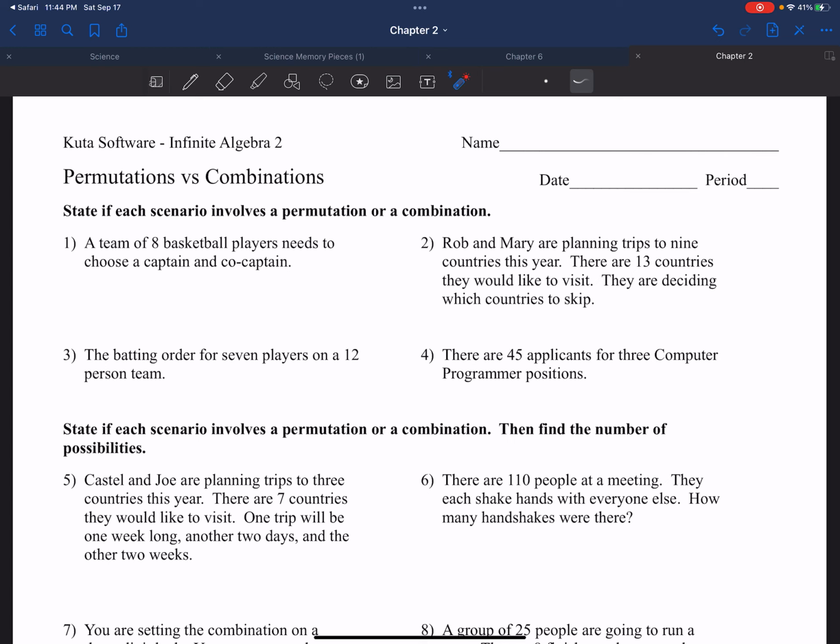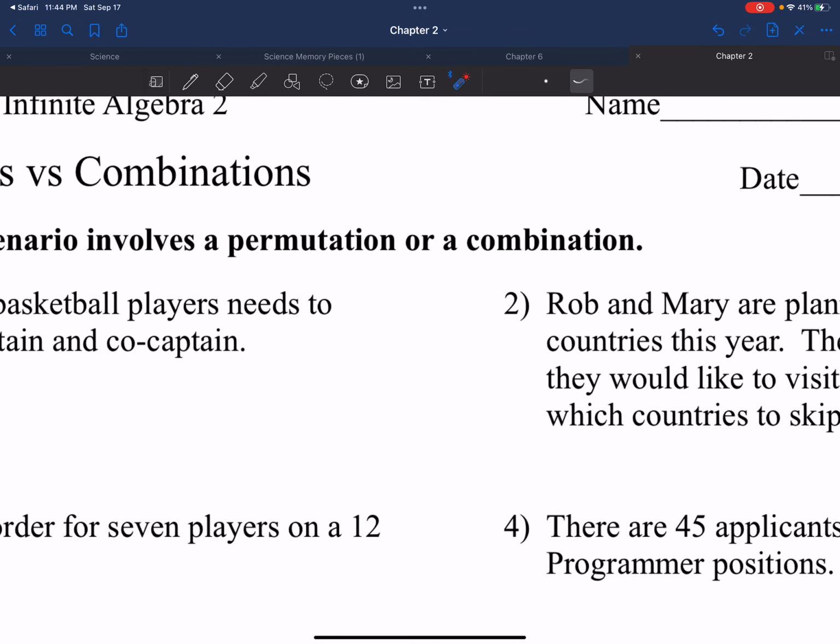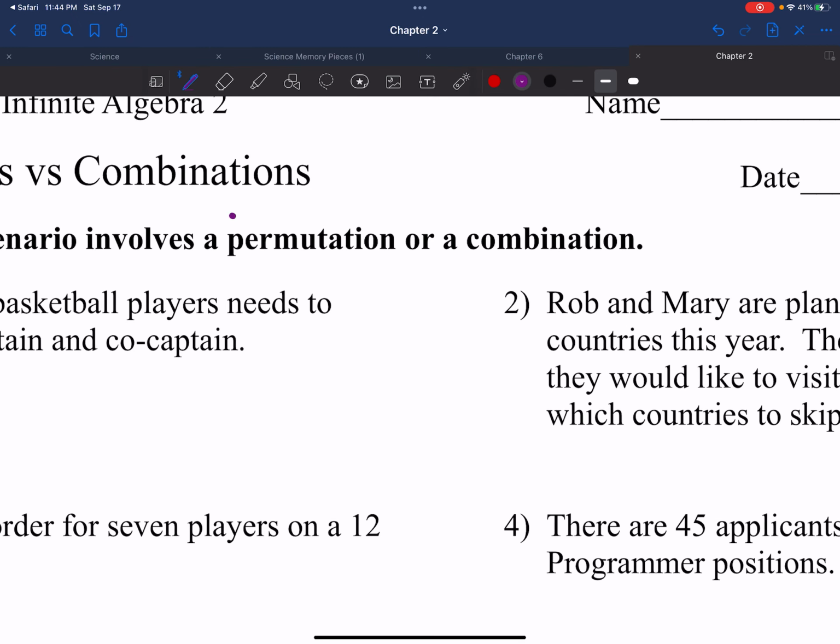But number one, we're supposed to state if each scenario involves a permutation or a combination. Now remember, with a permutation, order matters. With a combination, order does not matter. Okay, that's important to make sure you understand that with permutations, order matters. With combinations, order does not matter.